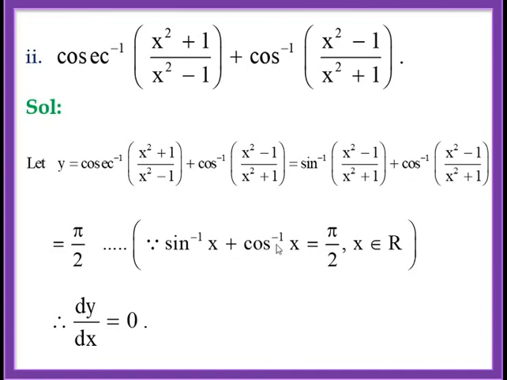Here I have mentioned the reason. Now pi by 2 is a constant. Derivative of any constant is 0. So what is the final answer? 0.